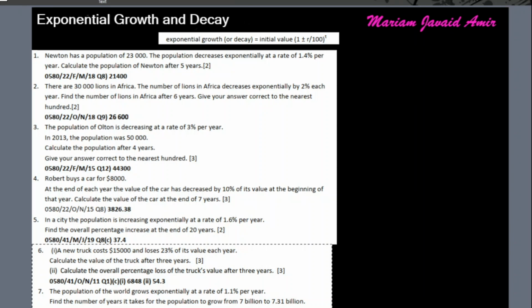Everyone, we're doing a worksheet on exponential growth and decay. It has one formula that we need to memorize and understand: exponential growth equals the initial value times (1 plus r over 100) raised to the power t, or if the question is about decay, we'll use exponential decay with a minus sign here.